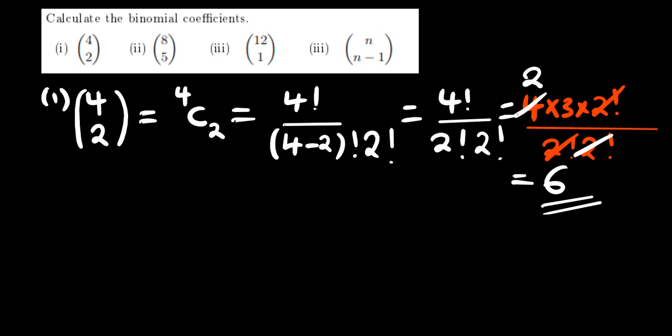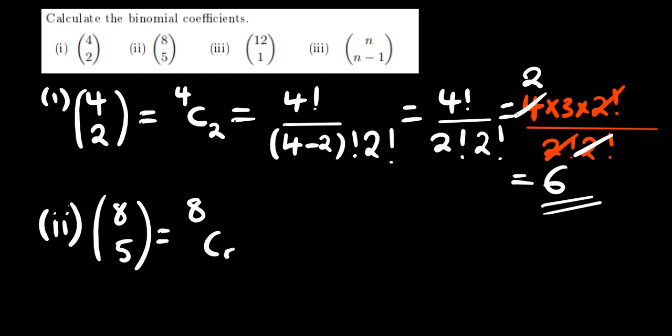Now let's solve for the second one. We've got 8 combination 5. So we're saying this is just the same as 8 combination 5. And the way we solve this one, it is 8 factorial over 8 minus 5. Now I can subtract in advance. 8 minus 5, it is just a 3. So I'm going to write 3 factorial 5 factorial.